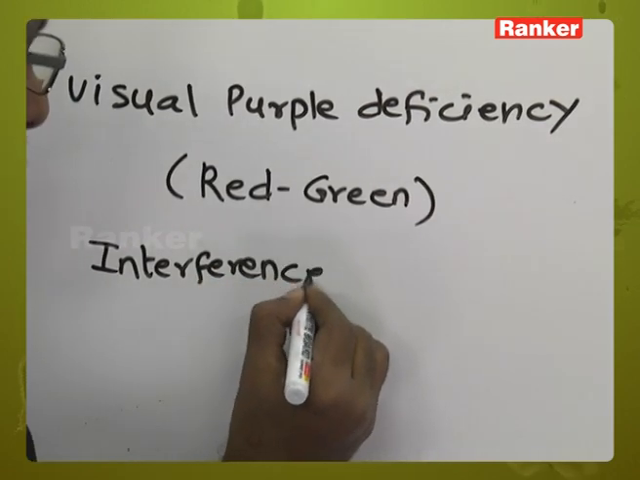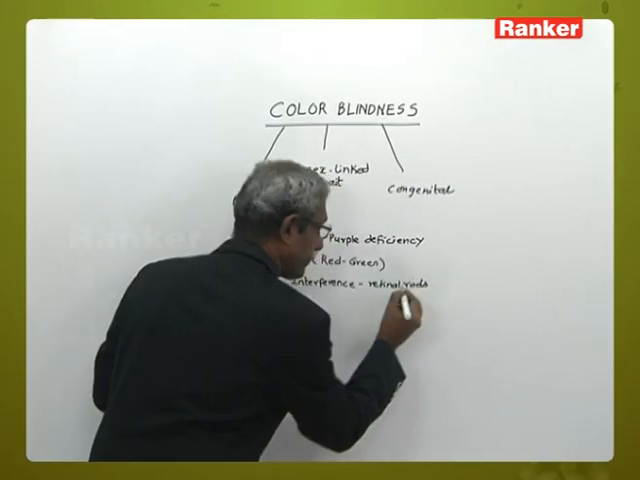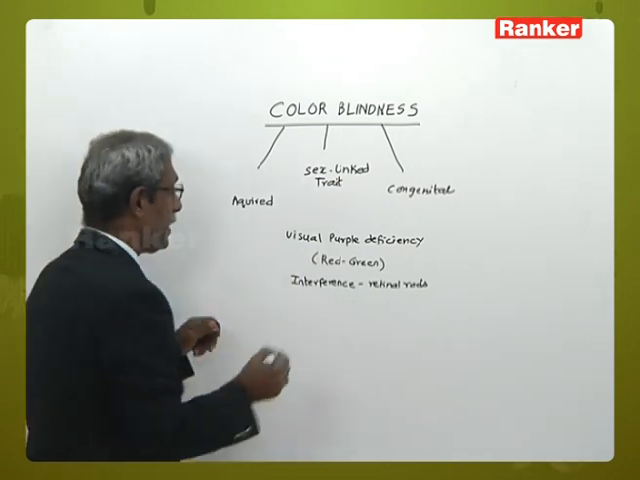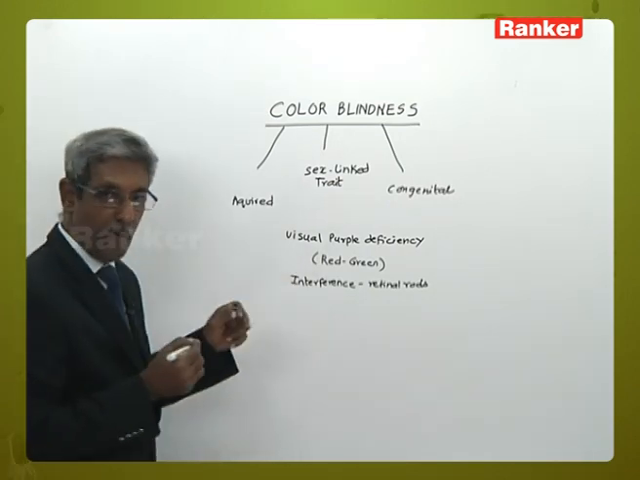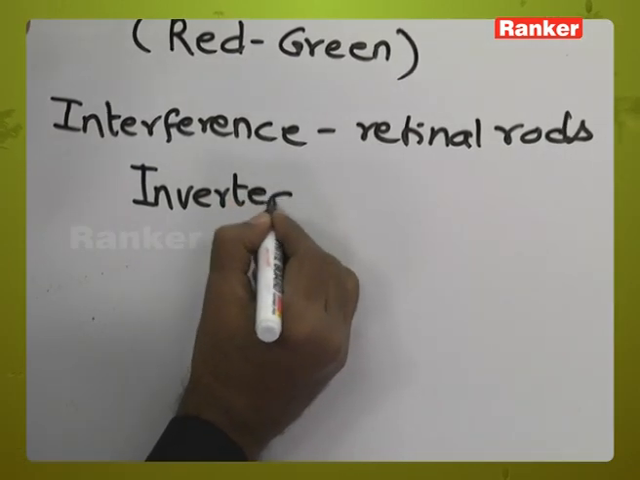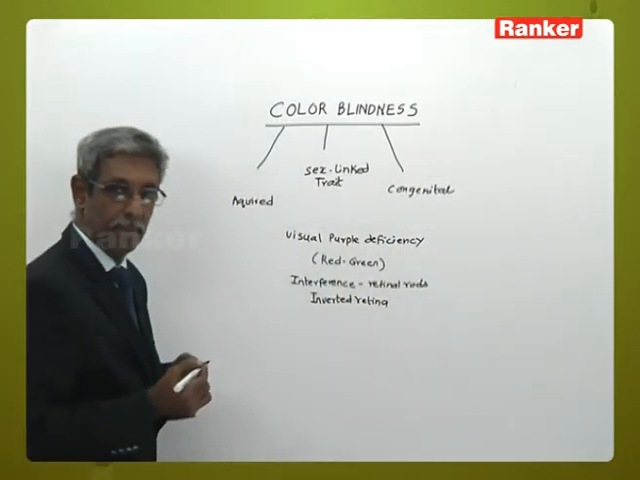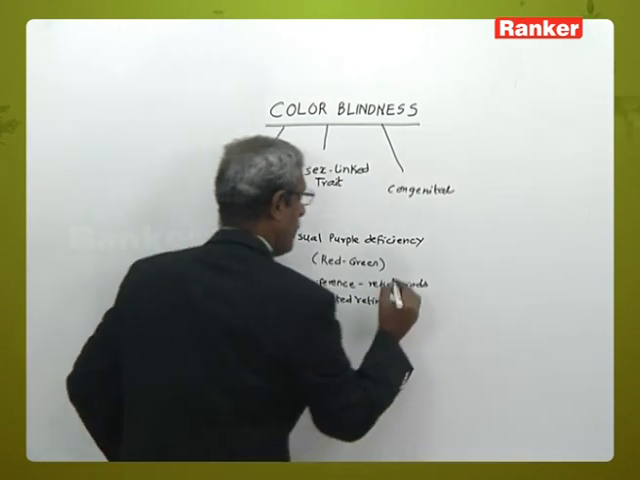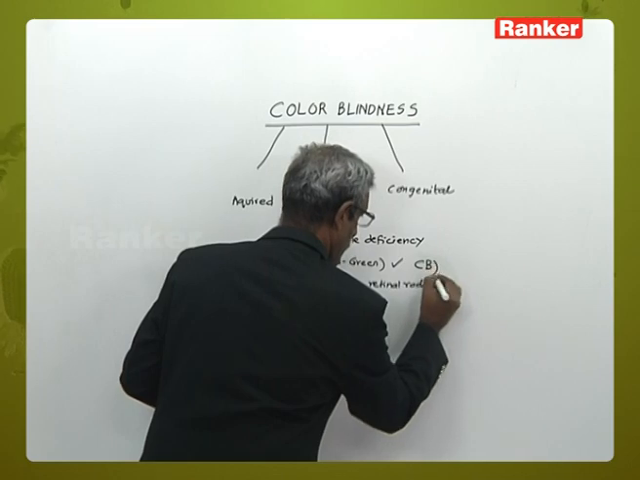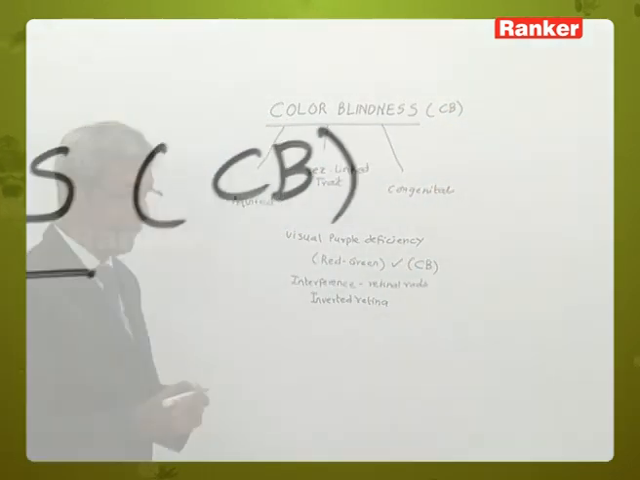Due to the interference of the retinal rods. In the case of color blindness, there is the presence of an inverted retina. An inverted retina occurs in the eye. Thereby, it results in the formation of red-green color blindness.